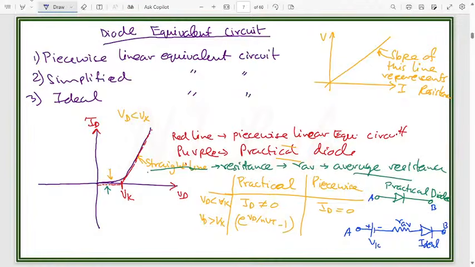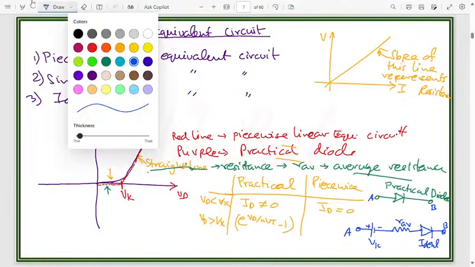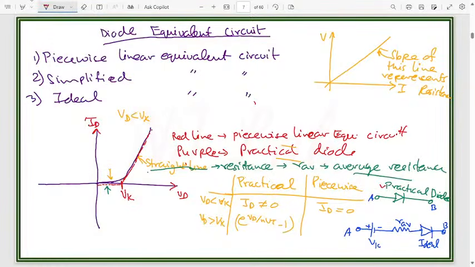So whenever we want to represent this practical diode in terms of the piecewise linear equivalent circuit, simply in the circuit we will replace this practical diode with these three components. These three components are Vk in this form, plus over here, minus over here. Just remember that on the P side of the diode we put plus, on the N side we put minus. So we replace the practical diode with the knee voltage followed by the resistance followed by the ideal diode.